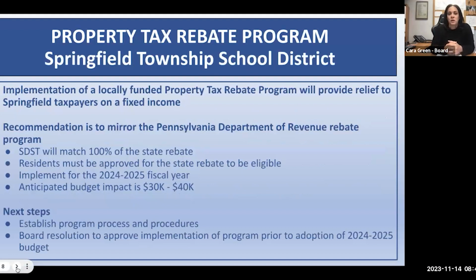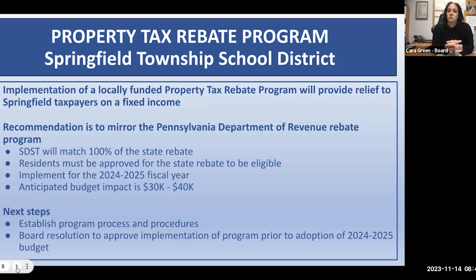And where we're at right now is that we are recommending to implement this program for the upcoming budget year and tax year. We would like to provide relief to Springfield taxpayers on a fixed income. That's the benefit of this. With this, it's a 3-prong for those individuals that take advantage of all areas. So you have the state program, the local program, and then also individuals that qualify for the homestead, farmstead rebate. So between those 3, I believe it totals to about $1,500 to $1,800 total that gives property tax relief for those individuals.